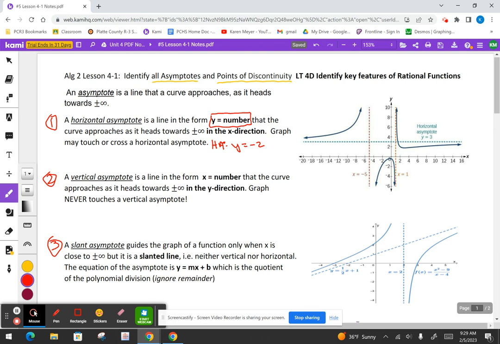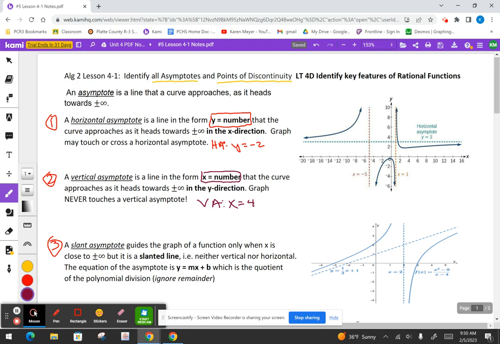A vertical asymptote is where you go up and down. And vertical lines always look like x equals a number. So for this one, I'm going to do VA, and you could have x equals 4, or x equals 10, x equals 0, something like that.